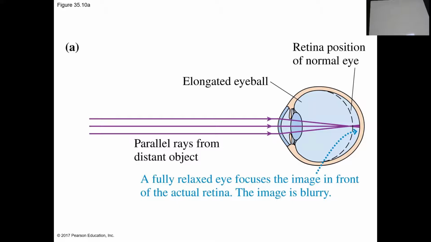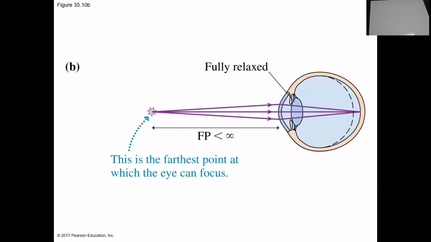So a nearsighted person has something called a far point. Just try to remember that connection. A farsighted person has a near point, and a nearsighted person has a far point. What is the far point for a nearsighted person? It's the farthest point at which they can still focus an image of an object. So for me, it's not that far.